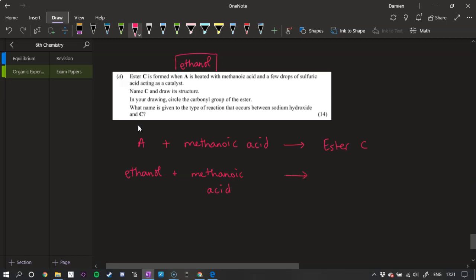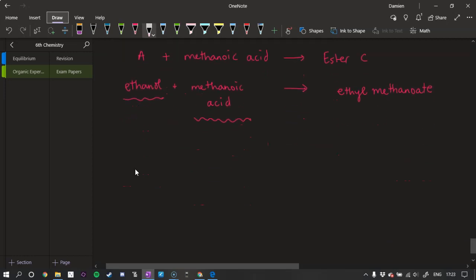Now, your ester is going to be an -oate, and it's this part here that gives the type of -oate. So this is going to be methanoate. And then your ethanol will produce the ethyl part of it. So this is going to be ethyl methanoate. So drawing that out, we've got ethanol, which is C2H5OH. We have our methanoic acid, which is C double bond O, OH. I'm just going to write the OH like that for the moment.